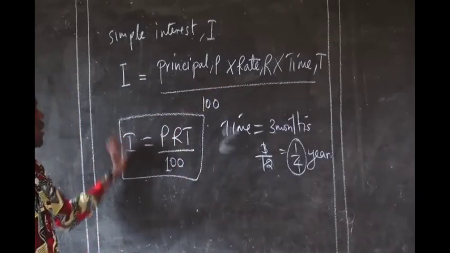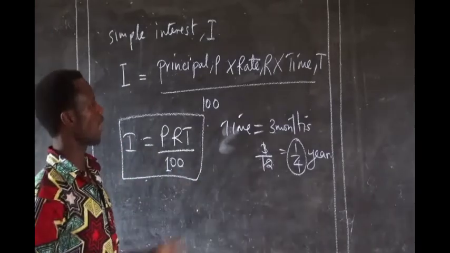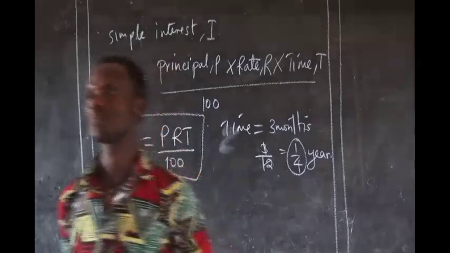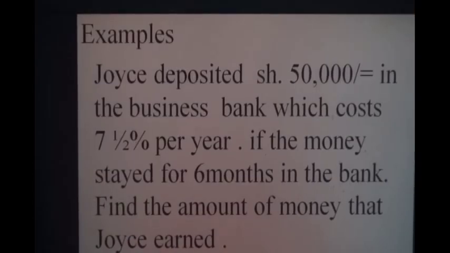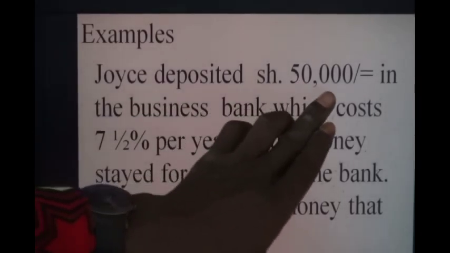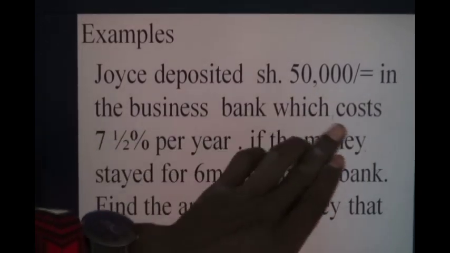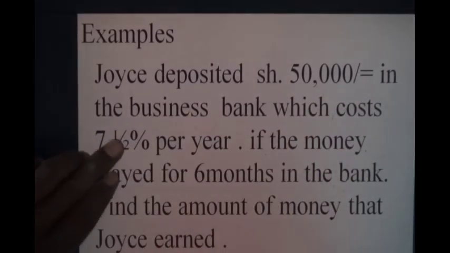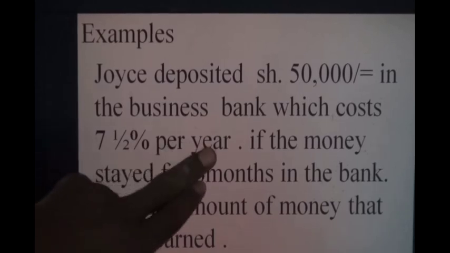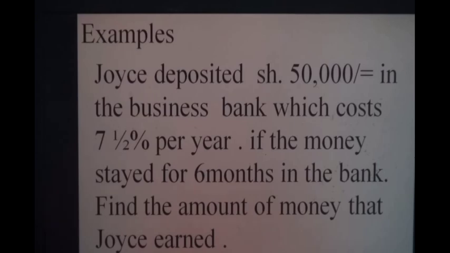Now let us see an example on how to use this formula. Example number 1. Joyce deposited 50,000 shillings in the business bank, which pays 7.5% per year. If the money stayed for 6 months in the bank, find the amount of money that Joyce earns.